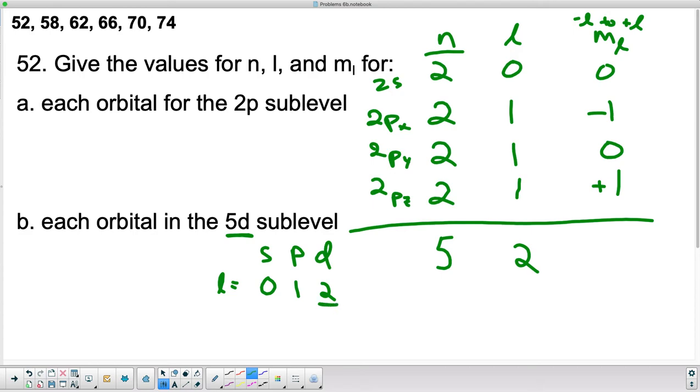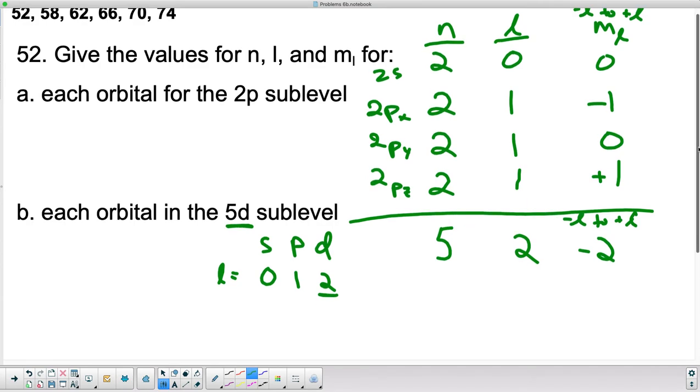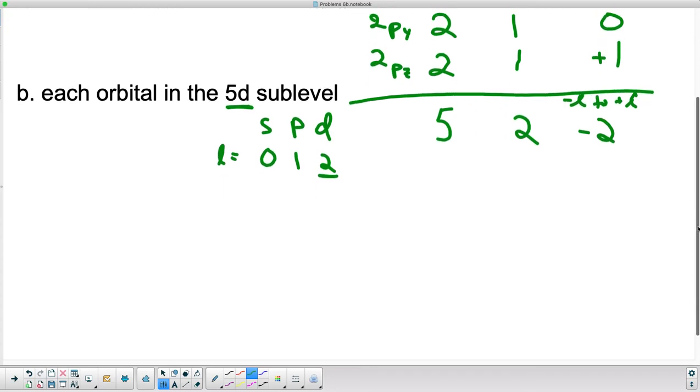Since the D is a 2, then the D goes with the L here. Now the first one here, remember it goes from negative L to positive L, which means I'm going to go from negative 2. Okay, what is this asking for? Each one, so there's going to be 5 orbitals, because D has 5 orbitals. So each one's going to start with a 5 here, each one's going to start with a 2 here, and then I'm simply counting up like this.